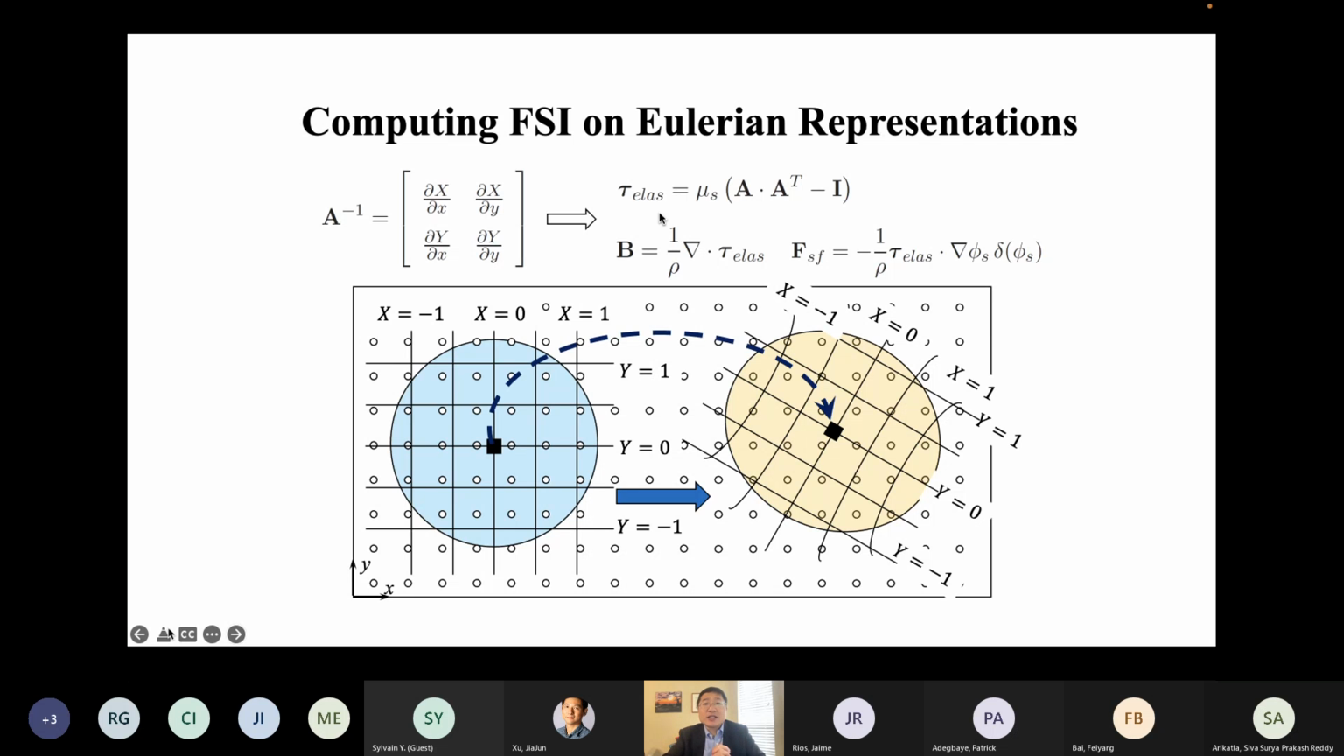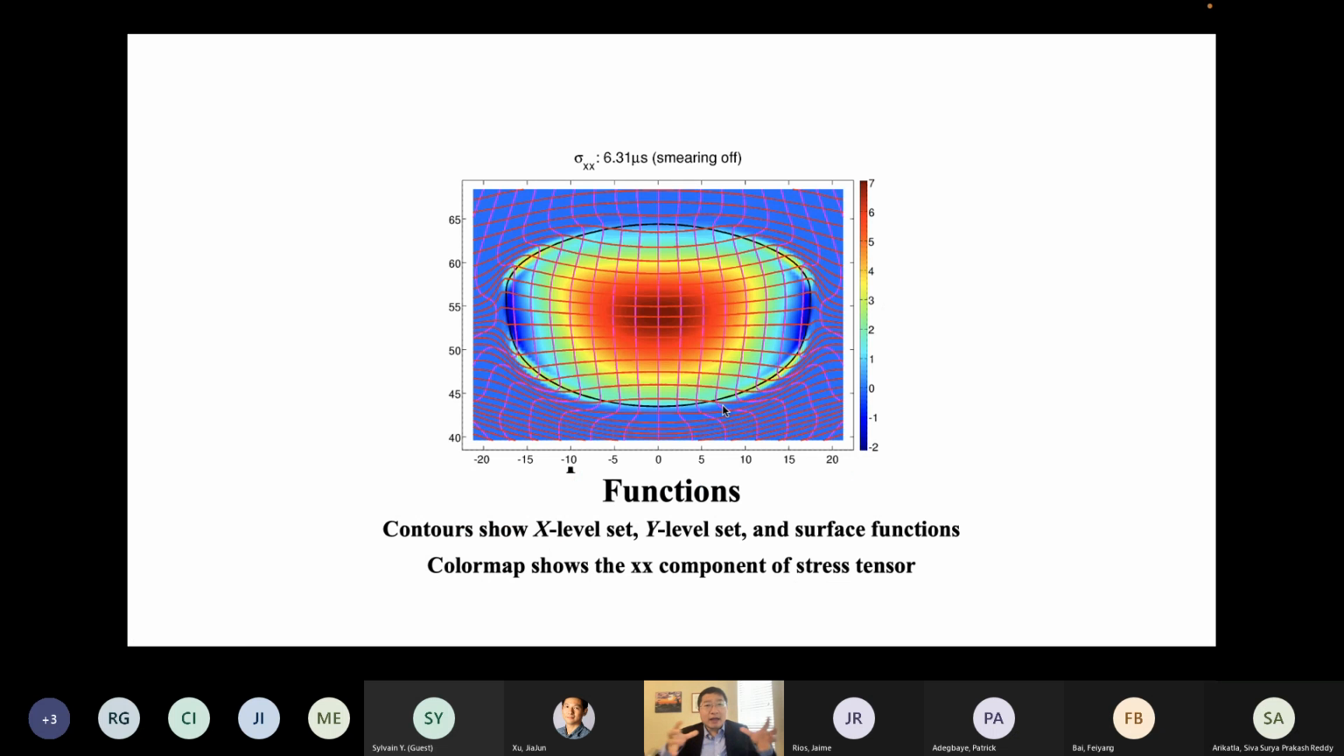Based on the elastic stress, we can calculate the internal body force, B, and we can calculate the solid-fluid interaction force, which is tau dot the normal direction of the interface and the smearing delta function of the interface, and of course divided by rho. Rho is the density of the solution. So essentially, using this method, we can describe any deformation.